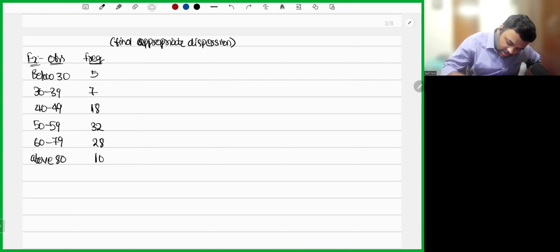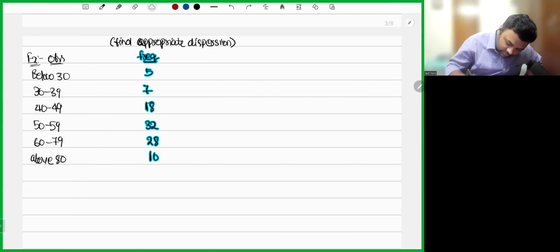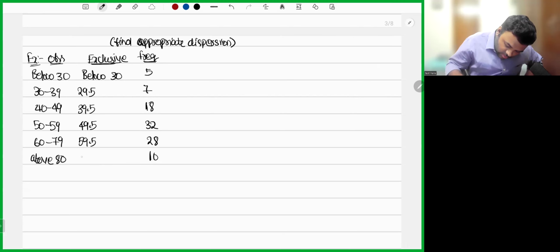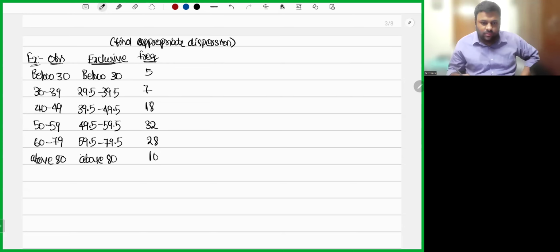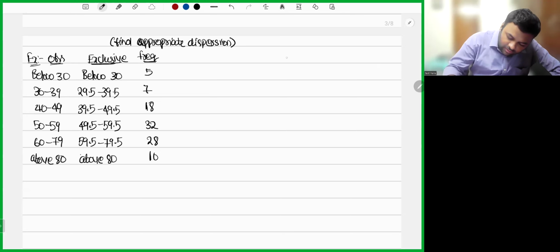Now it's inclusive data, right? Let's convert to exclusive data. Below 30, 29.5, 39.5, 49.5, 59.5, 79.5, above 80. Okay. Now, first I'll calculate quartile 1.